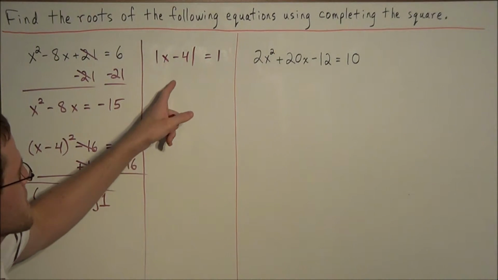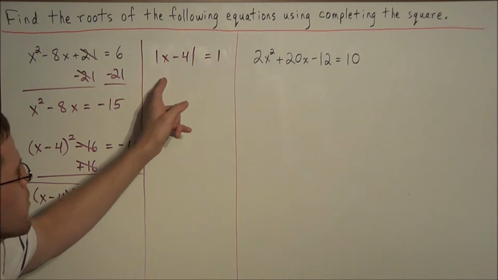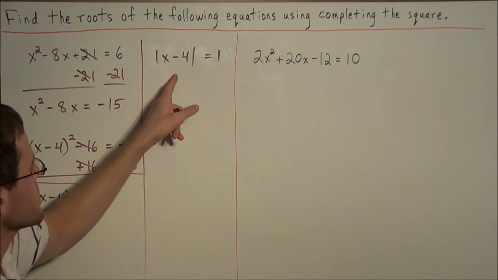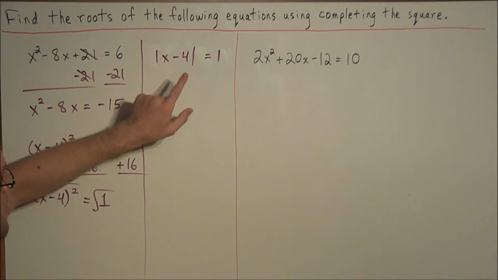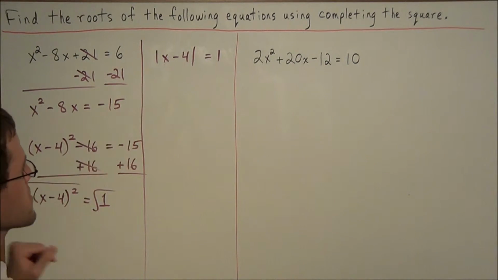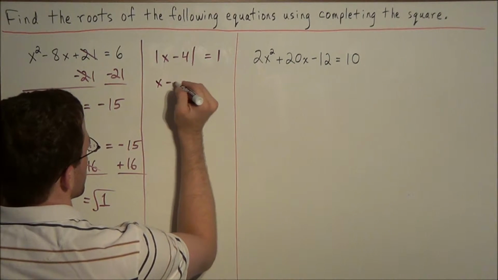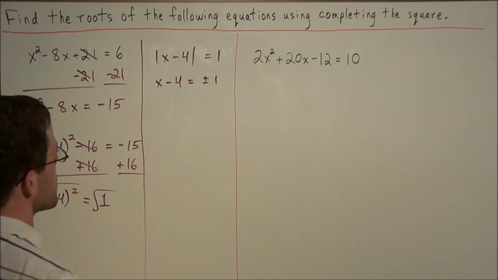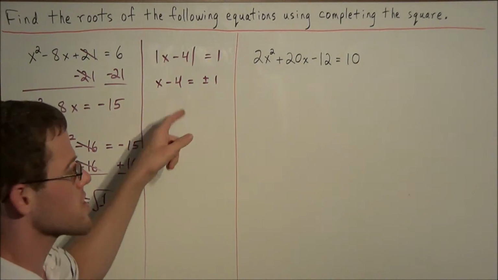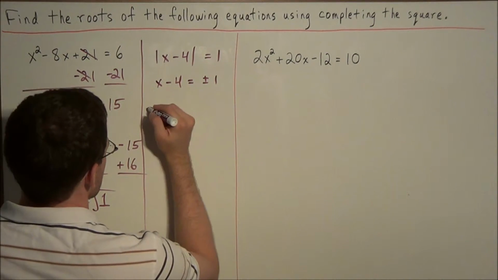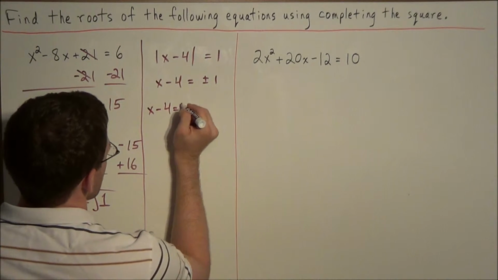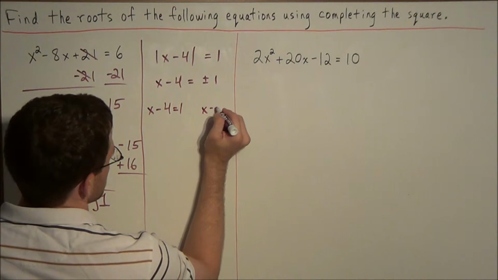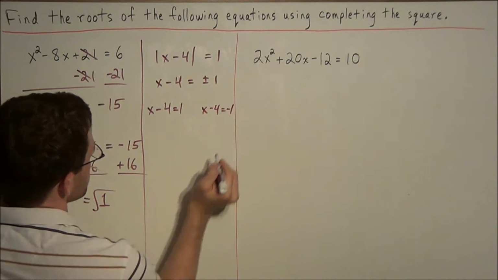And I won't go into detail about absolute value. You could check out one of my alternate videos to dive into this concept. But this step here, all this allows you to say is x minus 4 is equal to plus or minus 1. So now what we do is we're going to solve two equations. We're solving x minus 4 equals 1, and we're solving x minus 4 equals negative 1.